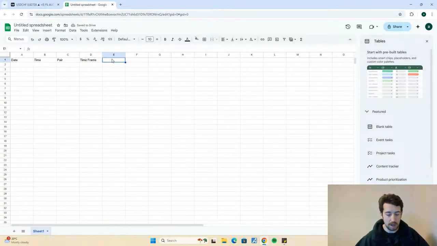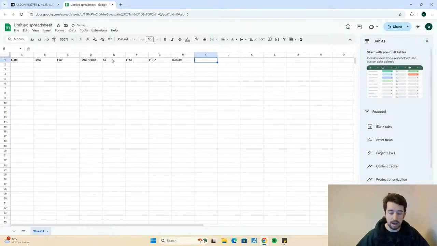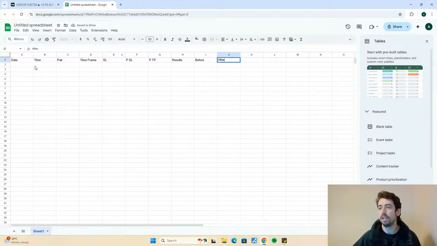So from here, I'm going to look at stop loss, potential stop loss, take profit, I should say it would be results. So potential take profit and actual results. And then we can have our before and after photo. That's all I'm going to put in here right now.